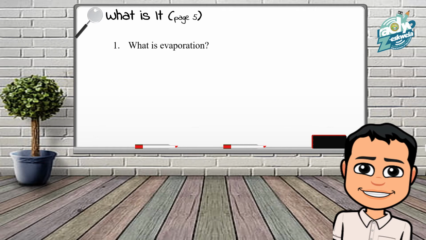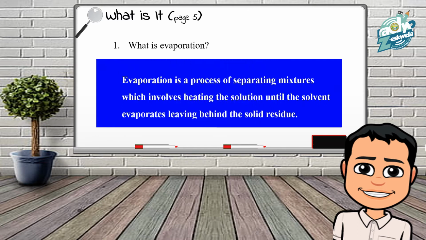Okay, for number 1, what is evaporation? The correct answer is evaporation is a process of separating mixture which involves heating the solution until the solvent evaporates, leaving behind the solid residue.